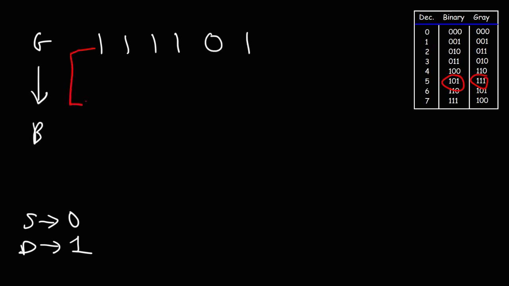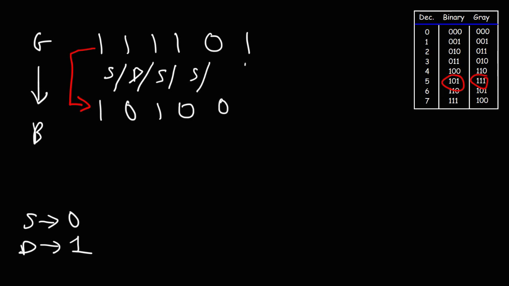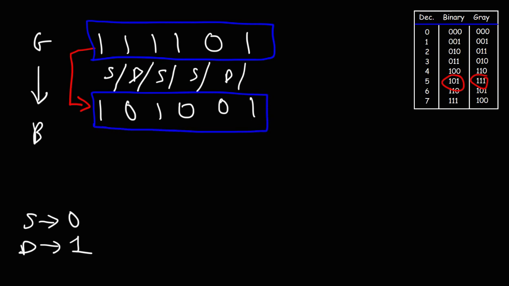So let's rewrite the MSB. So that's going to be 1. Comparing these two, they're the same, so 0. 1 and 0 are different, so we're going to put a 1 for that. 1 and 1 are the same, so 0. 0 and 0 are the same, so 0. And then 1 and 0, they're different, so 1. So thus the gray code 111101 corresponds to the binary code 101001.